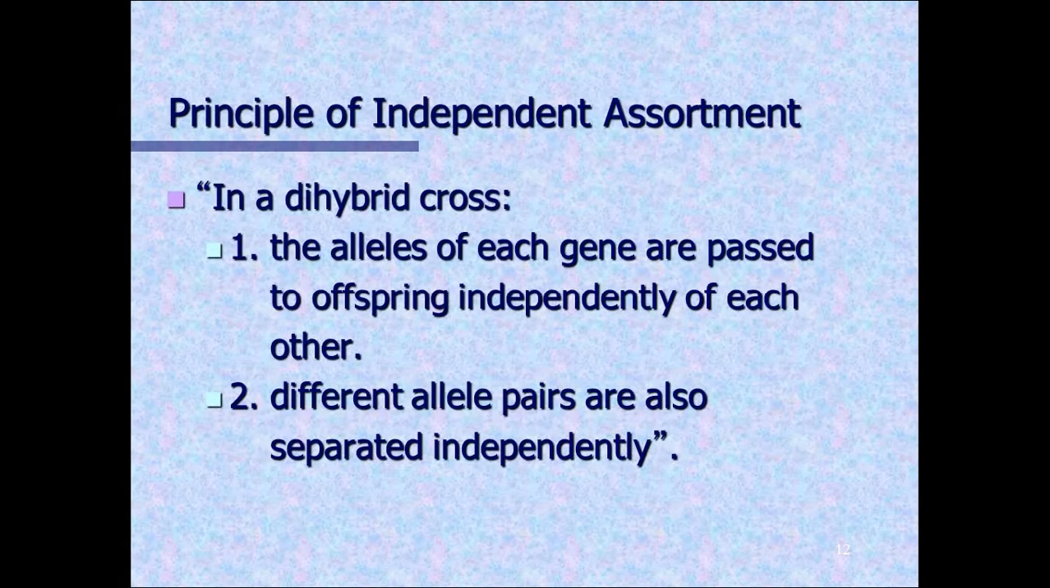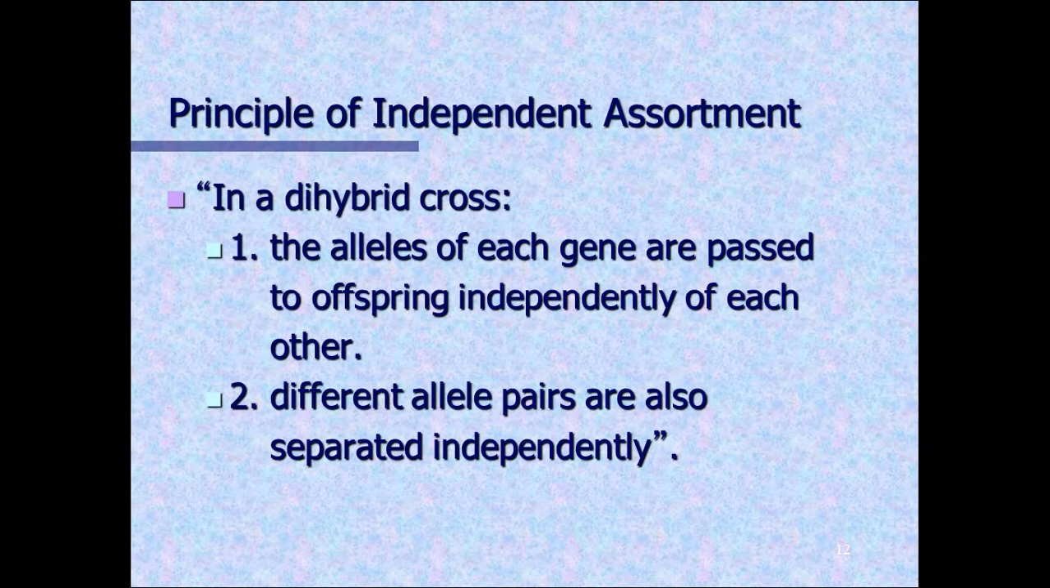Mendel explained the results of his dihybrid cross experiment using his principle of independent assortment. This principle has 2 conditions. First, the allele of each gene must be passed independently. This means the offspring has an equal likelihood to get the gene from Mom or the gene from Dad. In this case, it was equally likely that the offspring got the round seed allele or the wrinkled seed allele.